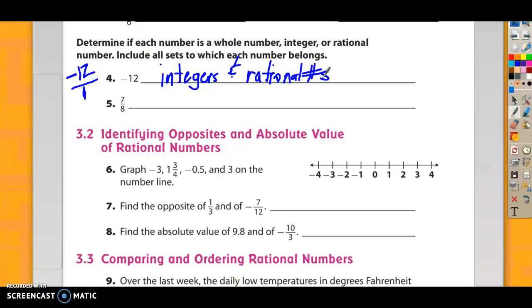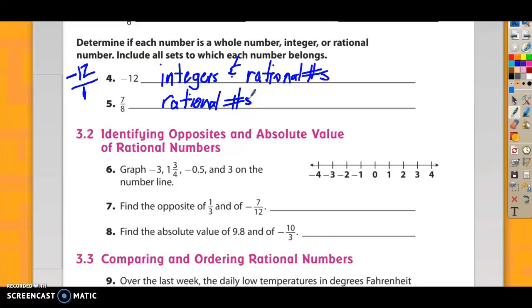And number 5, 7 over 8, is that a whole number? Of course not. It's not an integer either, because by definition an integer is a whole number and its opposite. So it's got to be a whole number or a negative whole number. It's neither of those. So number 5, 7/8, the only thing it is is a rational number. So it belongs to the set of rational numbers.